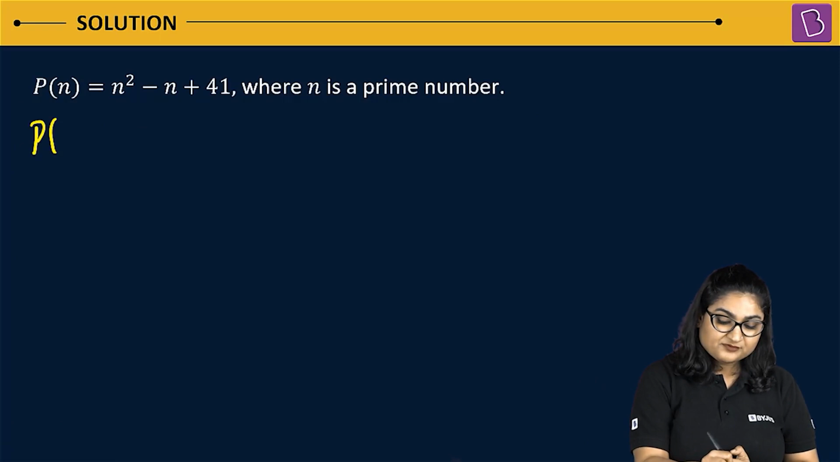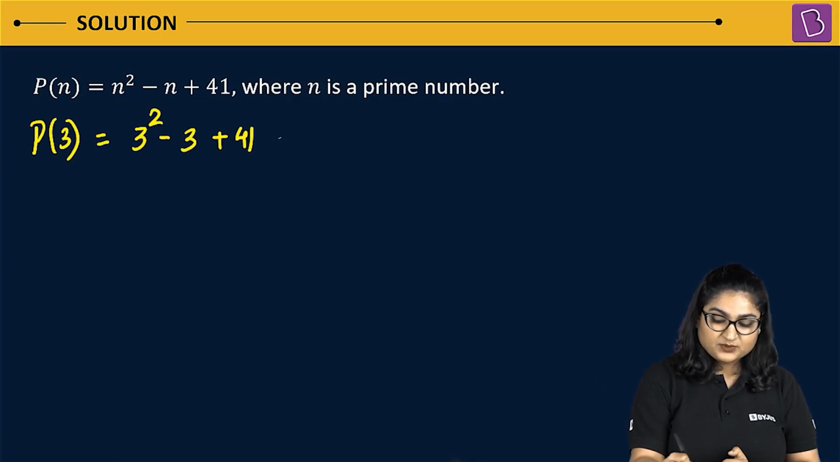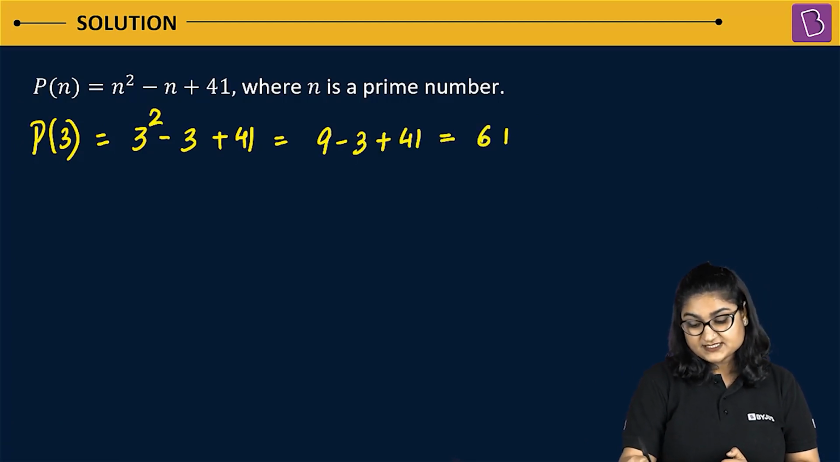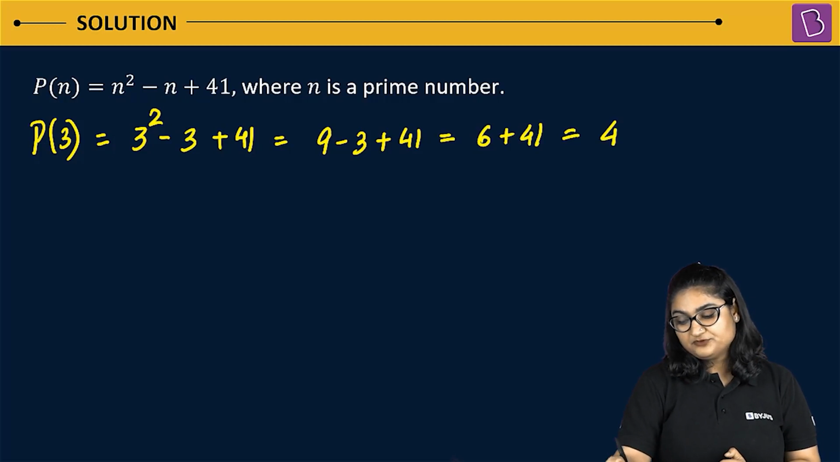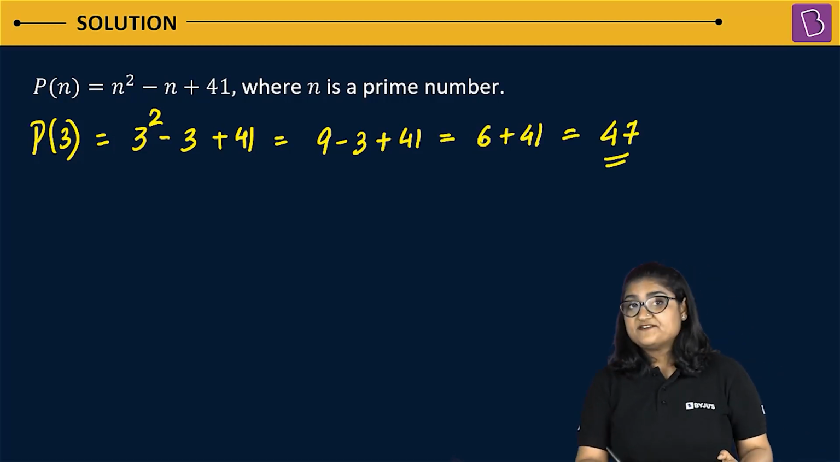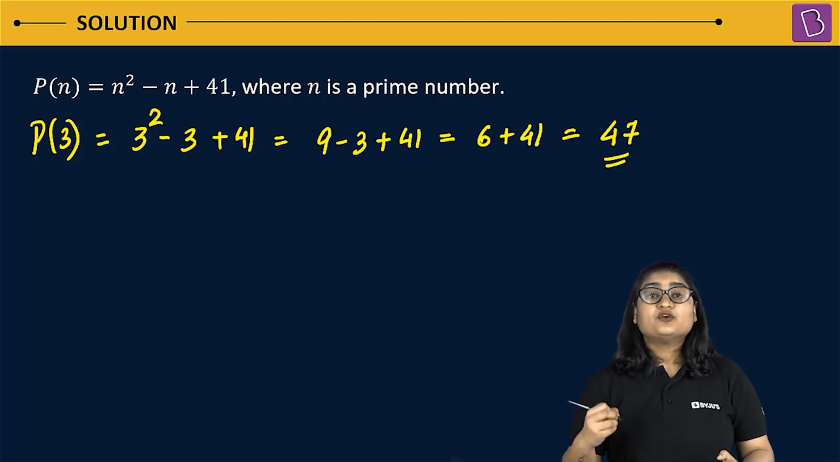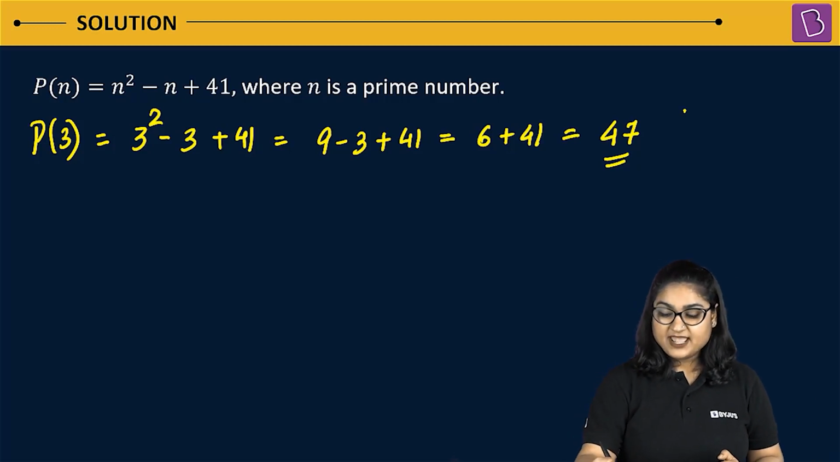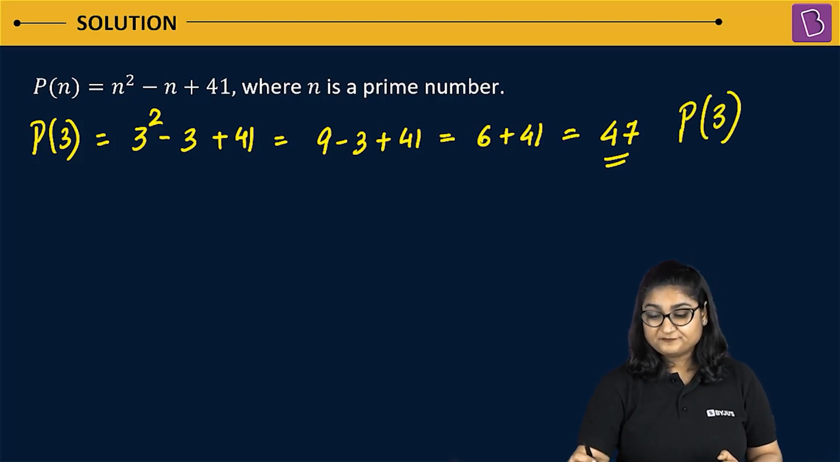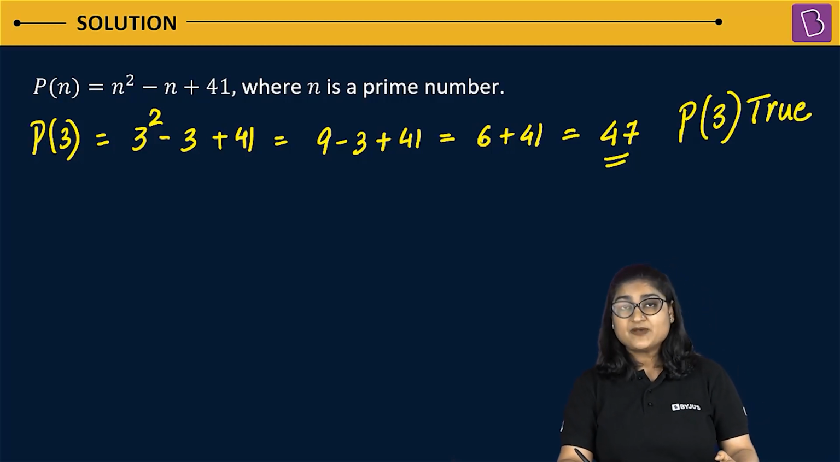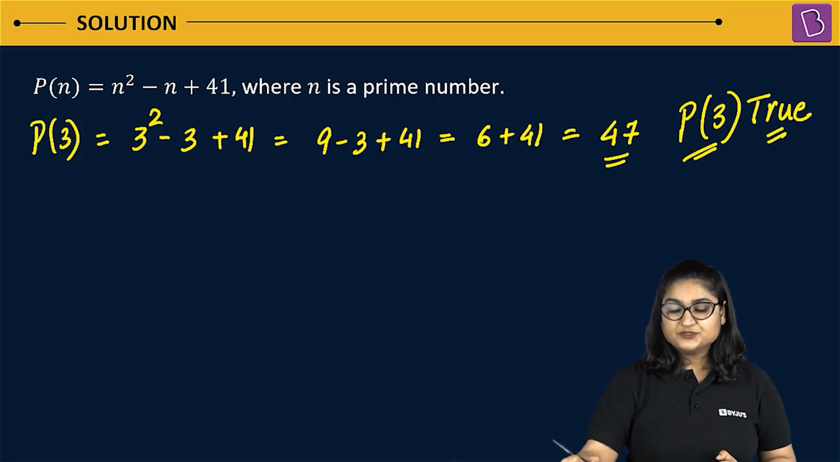So what is P of 3? P of 3 would be 3 square minus 3 plus 41, which is equal to 9 minus 3 plus 41, which is equal to 6 plus 41, which is equal to 47. Is 47 a prime number? Yes, 47 is a prime number. Hence, we can say that P of 3 is a true statement, or we can say that the truth value of P of 3 is going to be true.